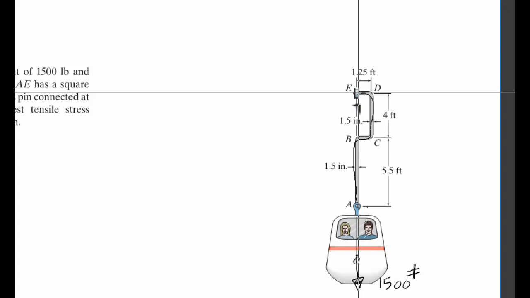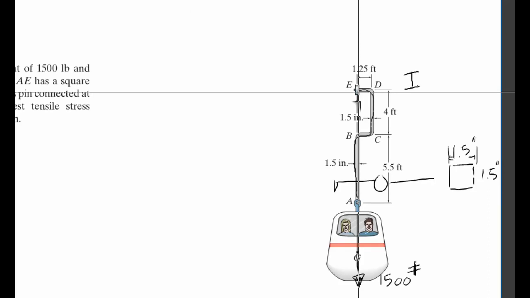Cross-section means that you do a cut. And what does that look like? Well, it looks like a rectangle, and it is 1.5 inch by 1.5 inch. What's really cool is the moment of inertia, because the moment of inertia is equal to 1/12 BH cubed, and guess what? B and H are twins, and so therefore you've got 1/12 H to the 4th. How awesome is that?